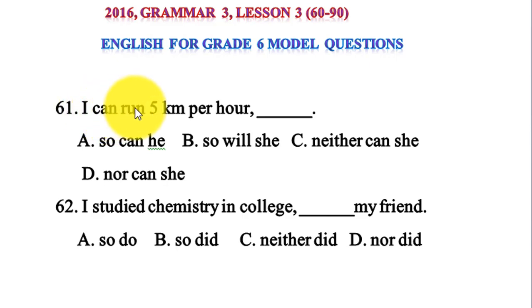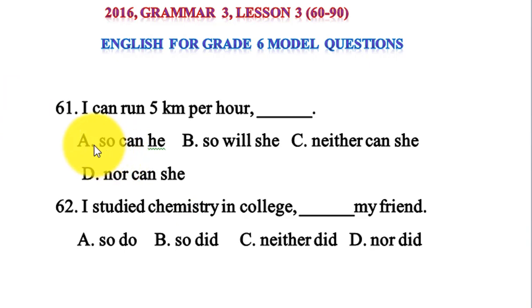So, I can run 5 kilometers per hour. Options: so can he, so will she, neither can she, and nor can she. Take your time to answer the question, please.